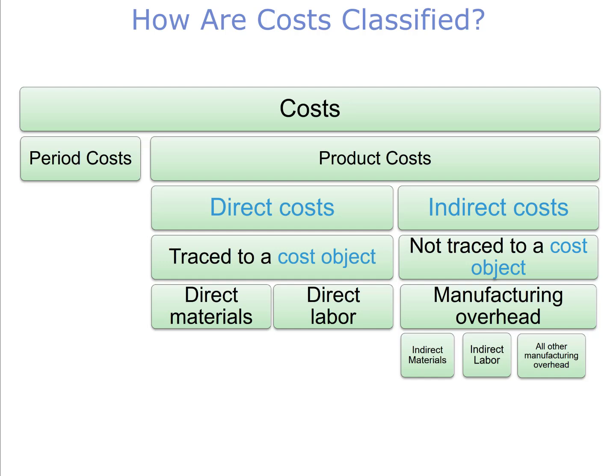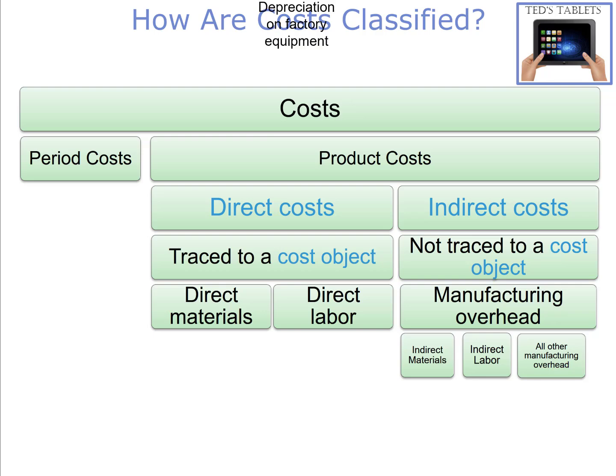So let's quiz ourselves on classifying more costs for TED's Tablets. TED's Tablets manufactures tablet computers. So how would we classify depreciation of factory equipment? Would it be a period cost or a product cost? Since the factory is where the tablets are made, it's a product cost.